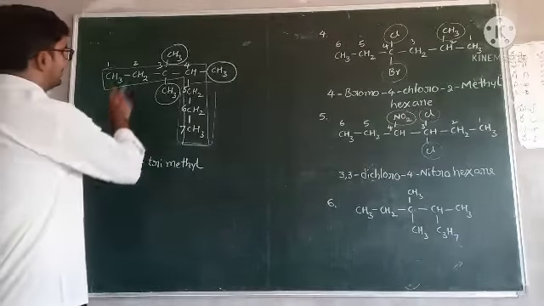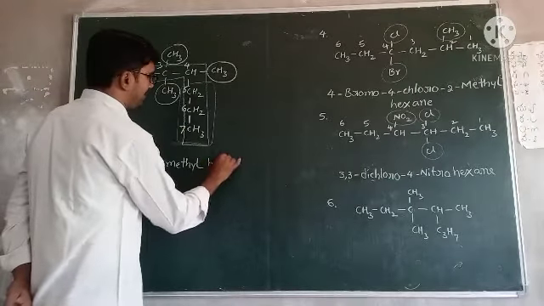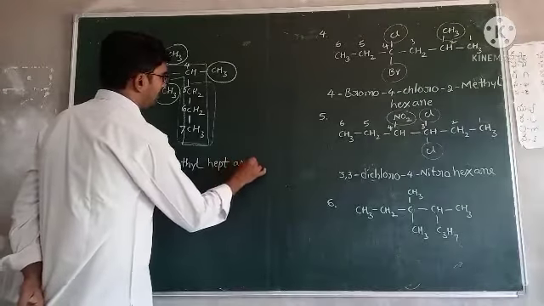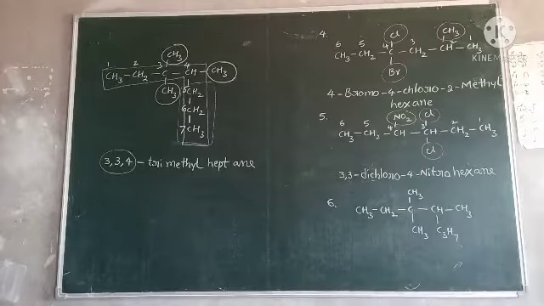Next, number of carbons. In long chain, how many carbons are there? 7 carbons are there. So hept. And what type of bonds? Only single bonds. So A. Last one, there is no functional group. So completed 6th one also.